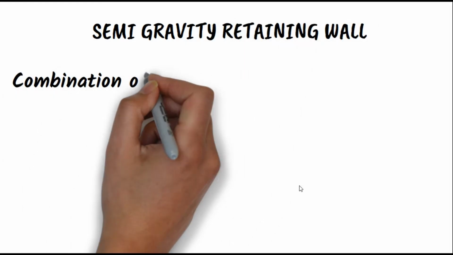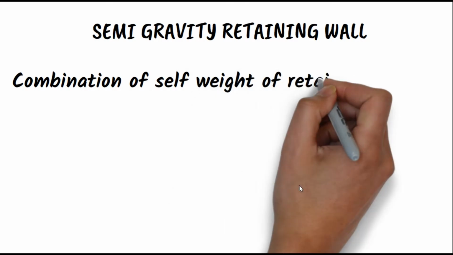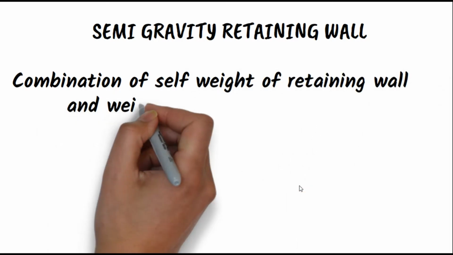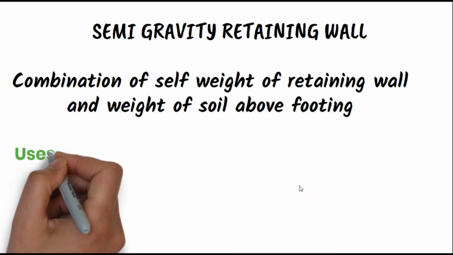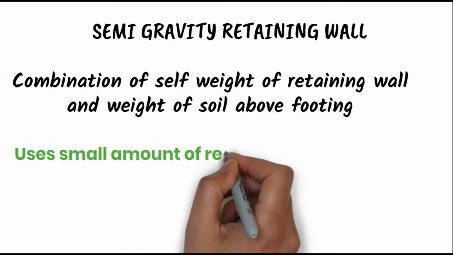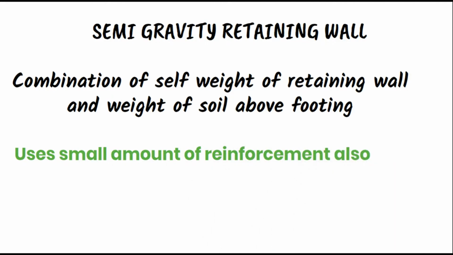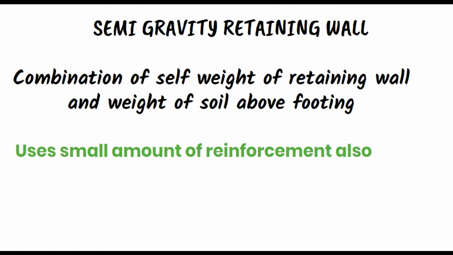Next is semi-gravity retaining wall. This is almost the same as a gravity retaining wall, but in the design criteria, the combination of self weight of the retaining wall and weight of the soil above the footing is taken into consideration while designing, because the total load of the self weight of the retaining wall and the backfill soil in combination resist the retaining wall from failing. They use a small amount of reinforcement also in some cases.